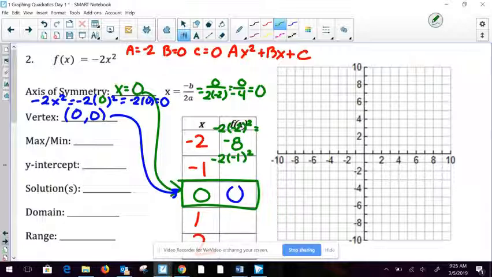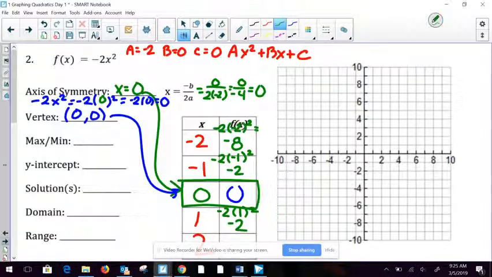All right, -1 squared is 1 times -2 is -2. Good. We already have our vertex done. Yippee. So now we're going to do -2 times 1 squared. Right, 1 squared is 1 times -2 is -2.